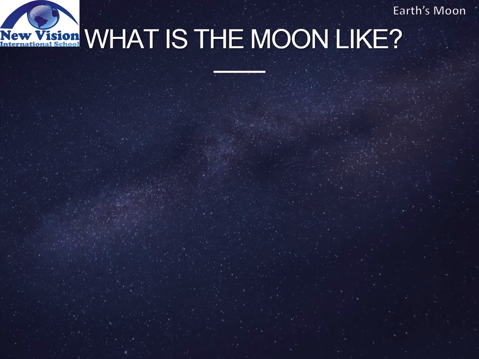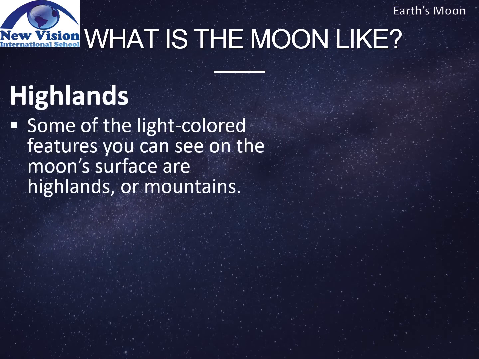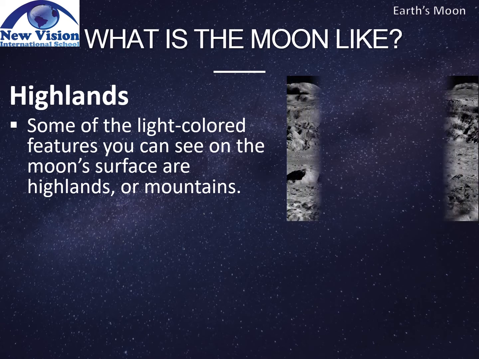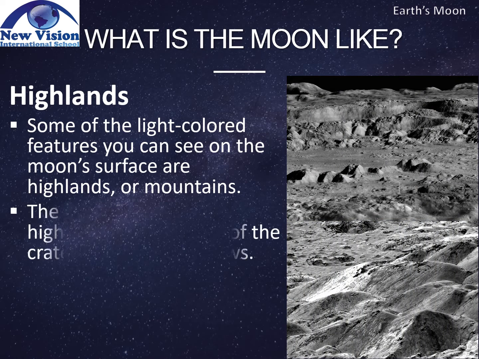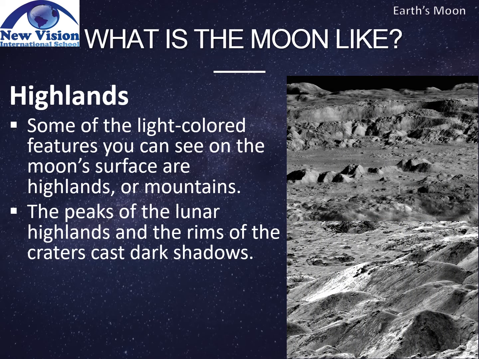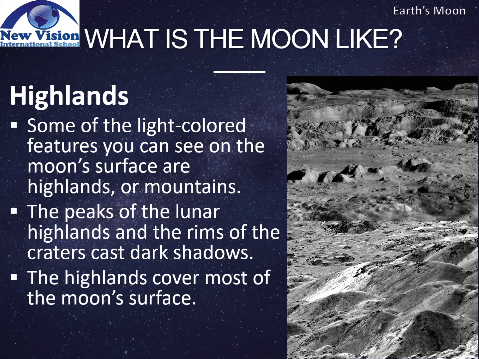The lighter parts of the moon are called highlands. Some of the light-colored features you can see on the moon's surface are called highlands or mountains. The rock looks light because it reflects more of the sun's light. The peaks of the lunar highlands and the rims of the craters cast dark shadows. The highlands cover most of the moon's surface.